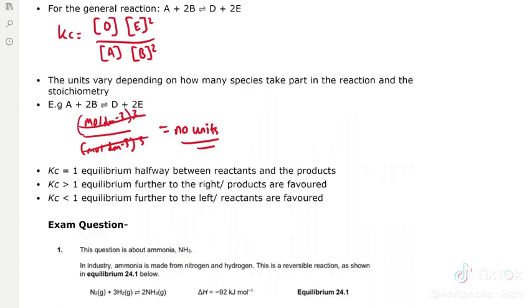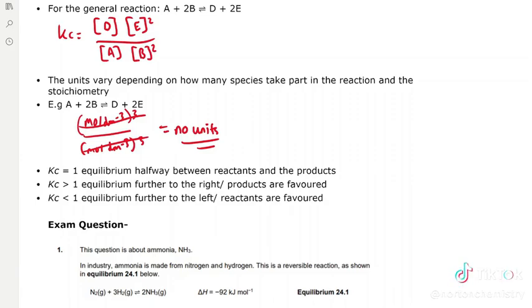The units of Kc vary depending on how many species take part in the reaction and the stoichiometry of the reaction. So for example, in the reaction above, we have A plus 2B going to D plus 2E. And for each reactant and product, we have mole per dm cubed. So on the top of the equation, we have mole per dm cubed to the power of 3, and on the bottom, we have mole per dm cubed to the power of 3. So both of these units cancel out, and that leaves us with no units.